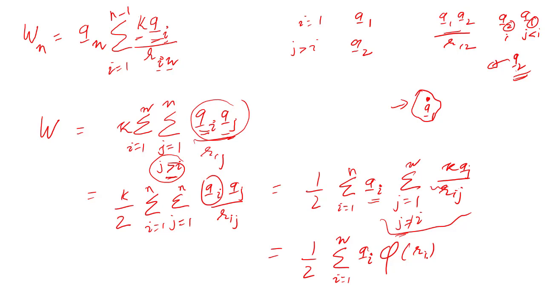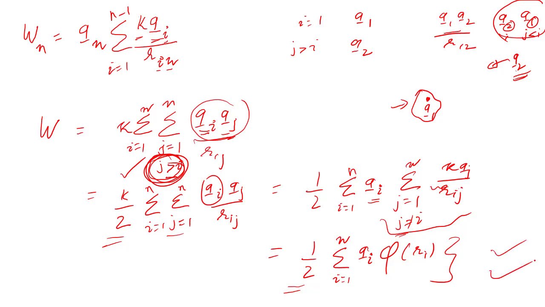So this half comes in because we want to do a little bit of cheating here to make the summation easy. We removed this j greater than i condition, and so we double counted, like Q1 Q2 and Q2 Q1. So that's where the half comes from. So now you can see that if I have any charge distribution, I can get the work done to assemble it using this.